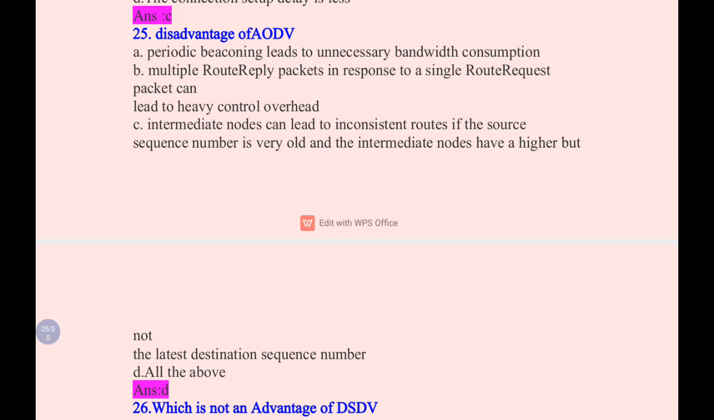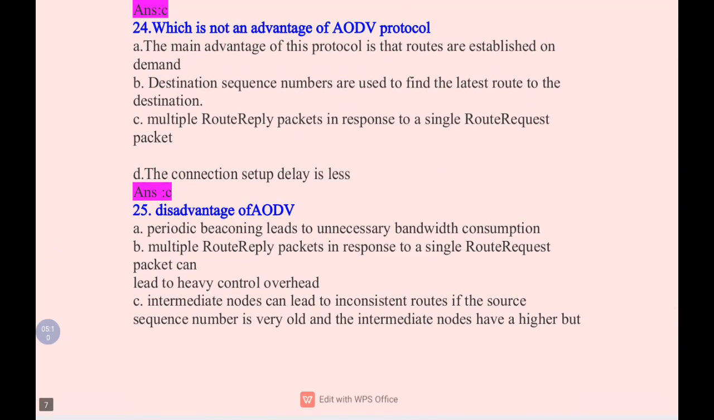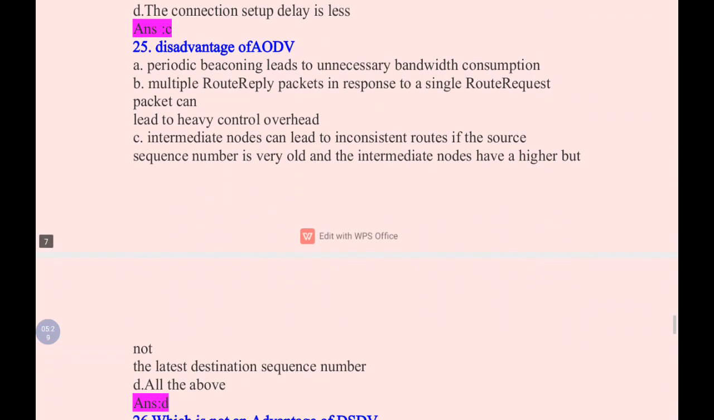And you can find one thing, the second choice, the multiple route reply packet in response to a single route request. See, the same choice was given for the 24th question, multiple route reply packet in response to single route request, because this is a disadvantage of AODV. Okay, so that was given in the advantages, so we picked that as the answer for the previous question. So the disadvantages of AODV, all these 3 points.